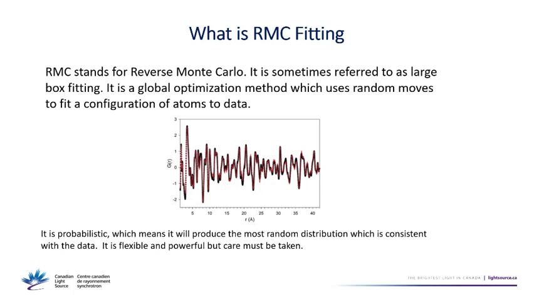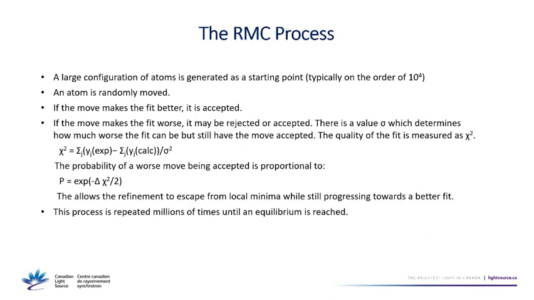But because it has tens of thousands of atoms in it, you also have to be very careful with using it because it can fit almost anything, and if you're not careful, you can get kind of nonsensical answers out of it. So I'll go a bit into how it works. Basically, you have this really big configuration of atoms, usually something like 20,000 is a typical number. And then the program will pick an atom, it will move it, and then you determine if the fit is better or worse. If the fit is better, it's always accepted. If the fit is worse, it's sometimes accepted and sometimes rejected.